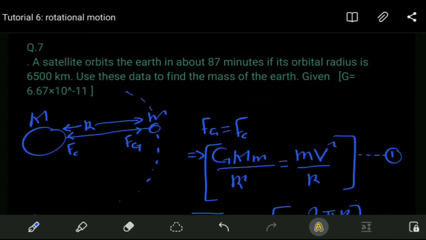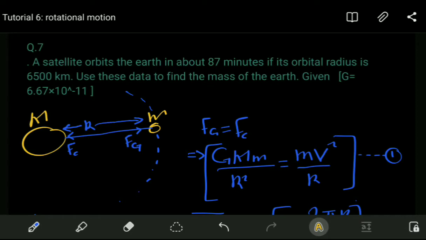Satellite orbiting the Earth about 87 minutes if its orbital radius is 6,500 kilometers. Okay, so now we want to find the mass of the Earth. All right, so we have the Earth here with a capital M representing the mass, and we also have the satellite there, small letter m.